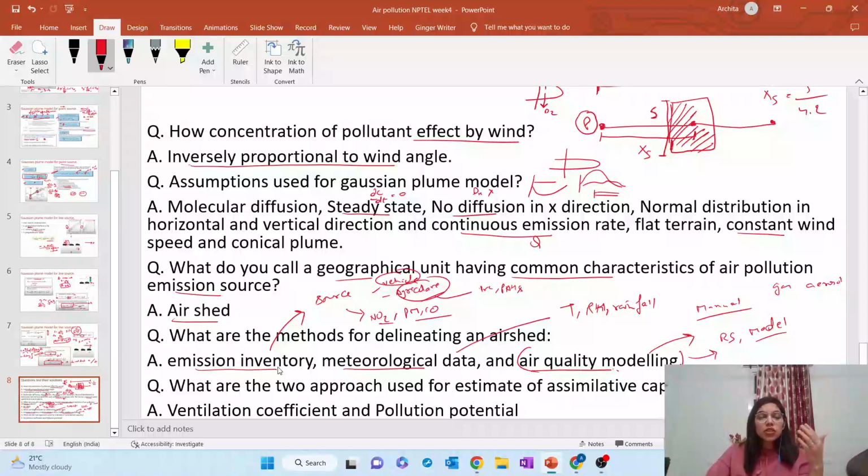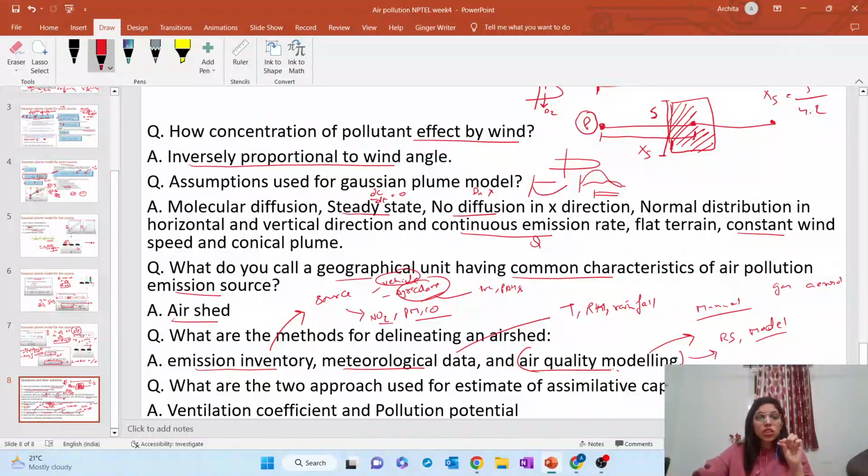So that is why an emission inventory is like a list or a bundle of different equations that we can use to calculate the effect of each source on each particulate matter. Okay, and we can use it further for the modeling.